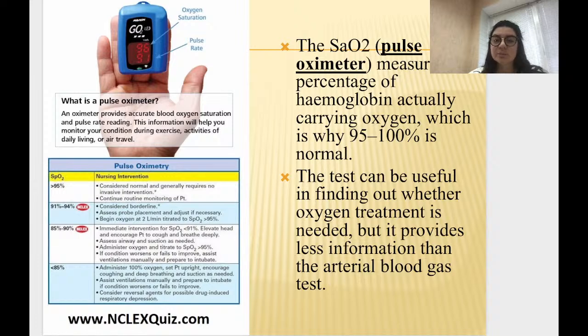Okay, the simplest method to measure saturation of oxygen we name pulse oximetry, and the device that we use for it is the pulse oximeter. Maybe everyone saw this device during the pandemic. It looks like something small that is fixed on a finger and can check the saturation of oxygen in capillary blood. It measures the percentage of hemoglobin actually carrying oxygen. Normally, it has to be from 95 to 100%.